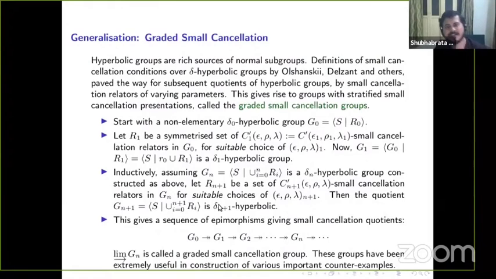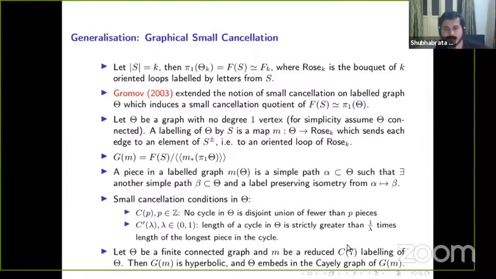And then comes the graded small cancellation. As I mentioned earlier, this process of Olshanskii's small cancellation and also Delzant's can be repeated. So it's nothing but a repetition. We start with a G naught, and then you keep considering small cancellation subsets with different coefficients, and then keep taking quotients. That will give you a sequence of epimorphisms, and the limit of this is called a graded small cancellation group, which is like a stratified small cancellation. Not one coefficient holds for the entire group. You stratify the relators, and they satisfy different small cancellation conditions.